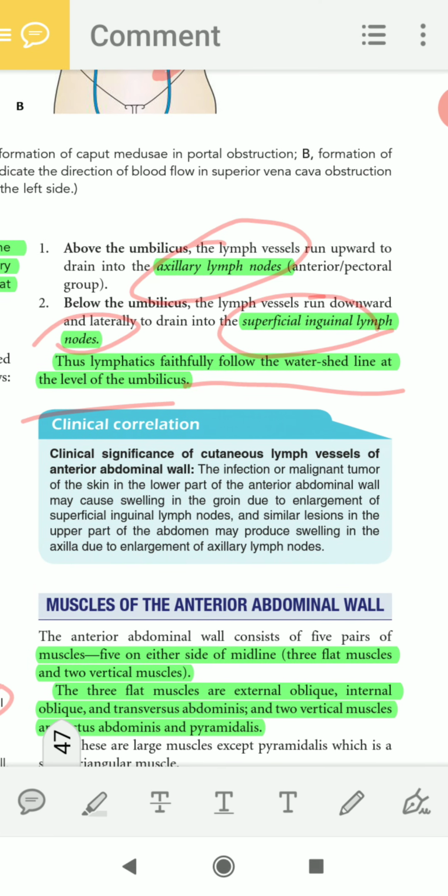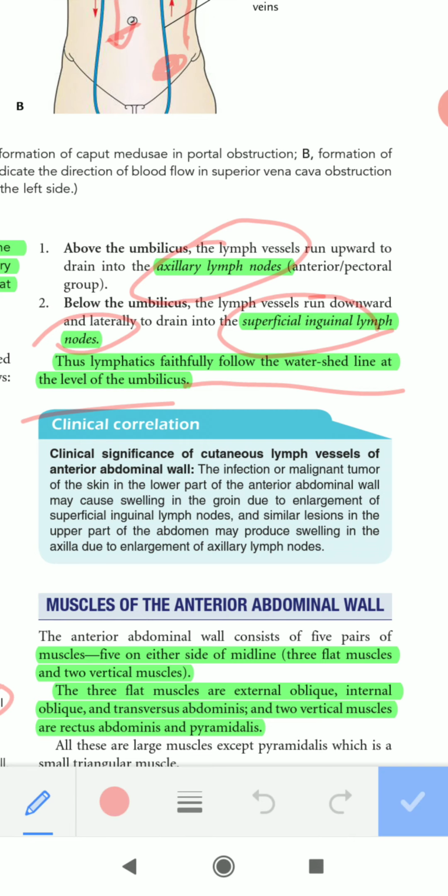Muscles of the anterior abdominal wall. Now come to the muscles. There are five muscles on each side of the midline. Three are flat muscles and two are vertical muscles. What are the flat muscles? External oblique, internal oblique, and transversus abdominis. The two vertical muscles are the rectus abdominis and pyramidalis.